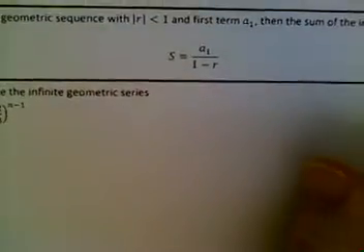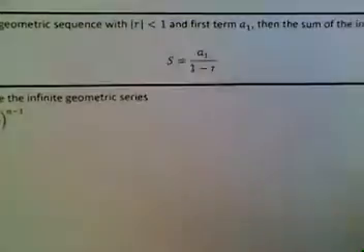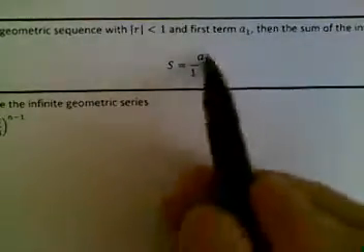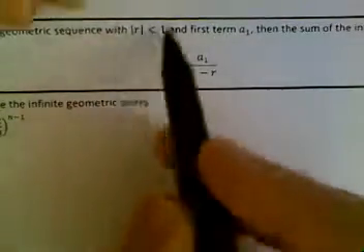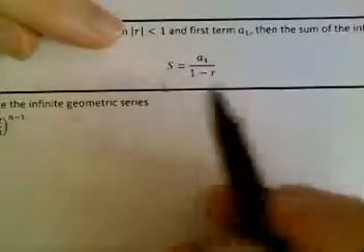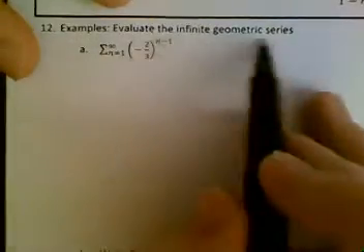Okay? There is a story to this, and I believe I'm going to make the next video as to how this makes sense and how r being less than 1 actually converges to something that's nice and clear. Now, evaluate the infinite geometric series. So 12a I'm going to go ahead and do.